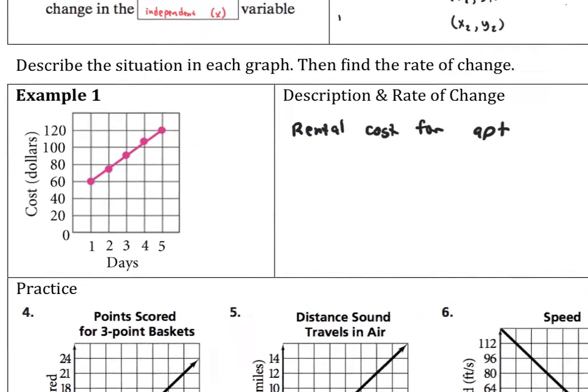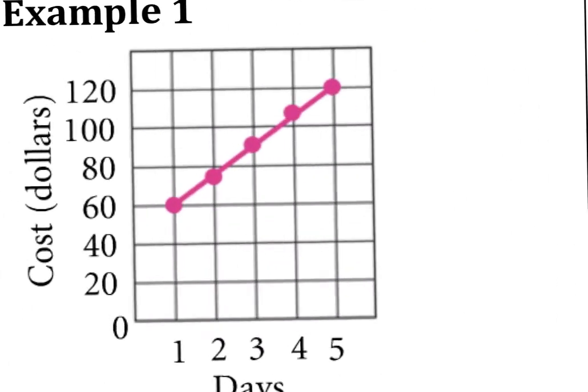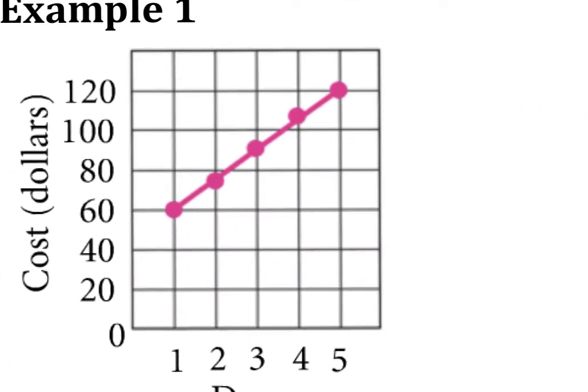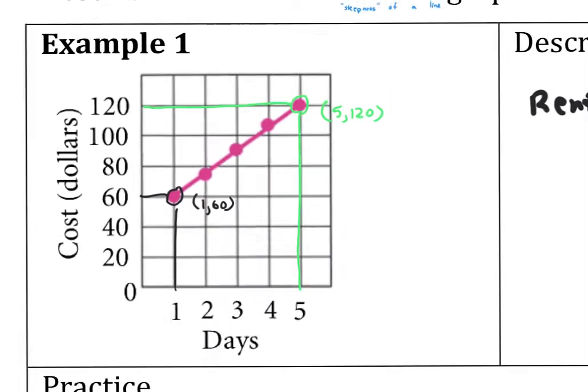Okay, so now let's actually find the rate of change. What we do is choose 2 nice points here. So I'm going to choose this point right here because that location is at 160. Clearly that's a very nice point. And then this one here is a very nice point too, and that one's at 120.